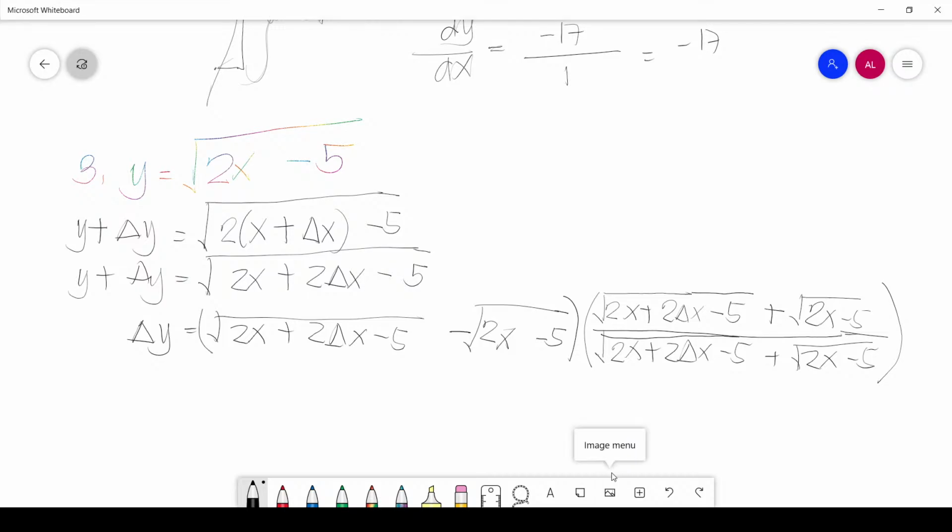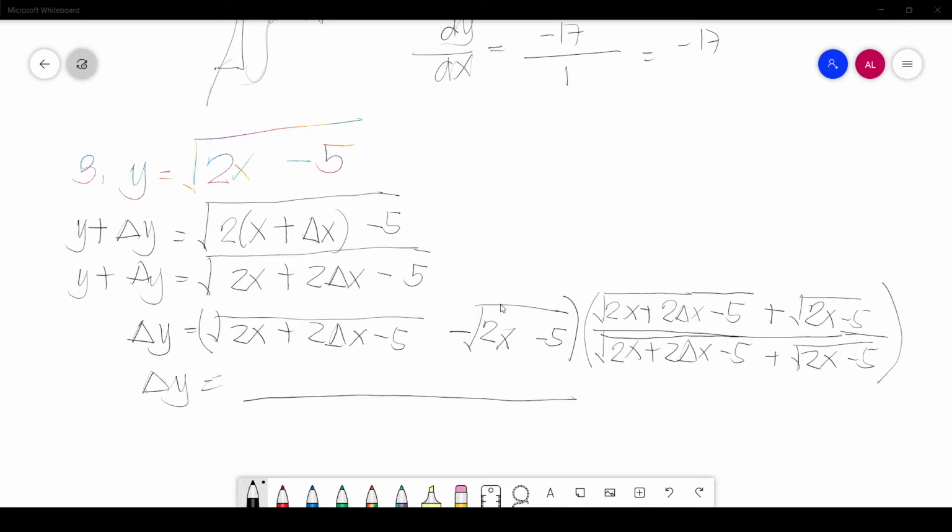Okay, by rationalization, tinanggal natin ang radical form sa numerator part. Kasi di ba, the square root of 2x plus 2 delta x minus 5 minus the square root of 2x minus 5, multiplied by the square root of 2x plus 2 delta x minus 5 plus the square root of 2x minus 5, will result to a value na walang square root. Kaya di ba? Ginmultiply ta naman.